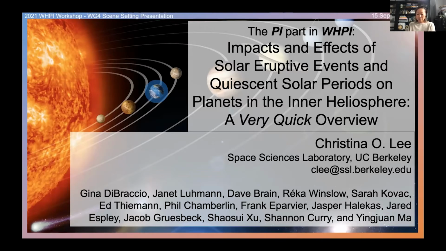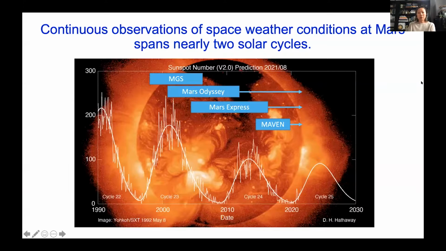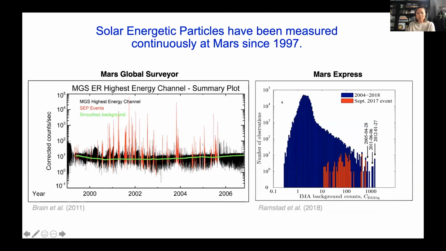Okay, let's see, my slides advancing. Here we go. Okay, so starting with Mars. We've been making continuous observations of space weather effects and impacts at Mars for over 2 solar cycles now, starting with Mars Global Surveyor mission, then Mars Odyssey, Mars Express, and MAVEN. Some of these are still making measurements right now at Mars. Some of the measurements made so far are, for example, solar energetic particle observations made since 1997, starting with Mars Global Surveyor, and also Mars Express.